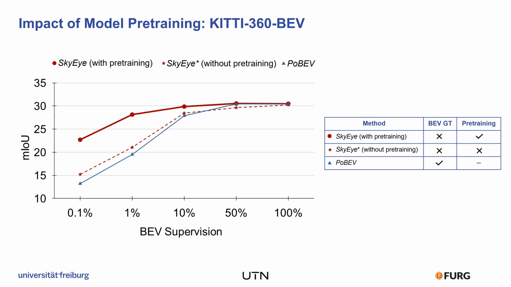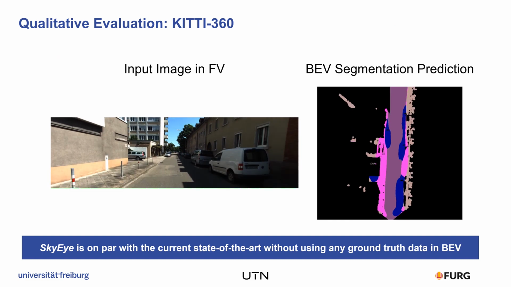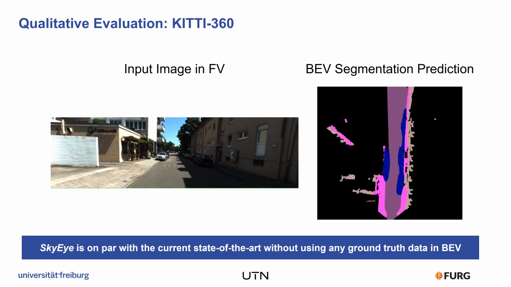Lastly, we analyze the generalizability of our SkyEye framework by training it on the KITTI-360 dataset and evaluating it on the Waymo dataset. We observe that our approach generalizes significantly better to the Waymo dataset, outperforming the baselines by at least 5.63 percentage points. Here are some qualitative results from our model.